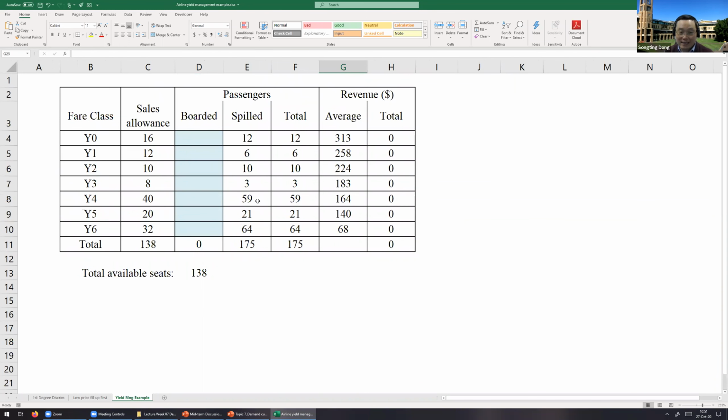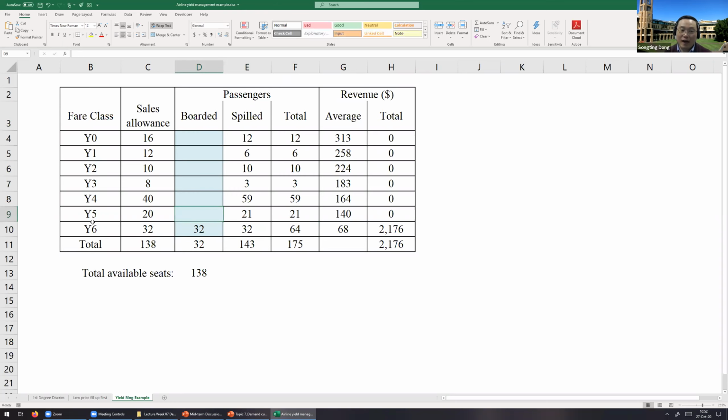So the yield management system says now we will estimate how many tickets we allow to sell at each category. So here's how it works. First, when the Y6 category people call, we allow to sell 32 tickets. There are 64 demand, but we sell 32 tickets. So 32 people cannot get on board.